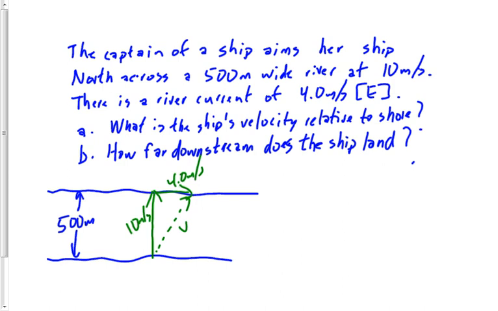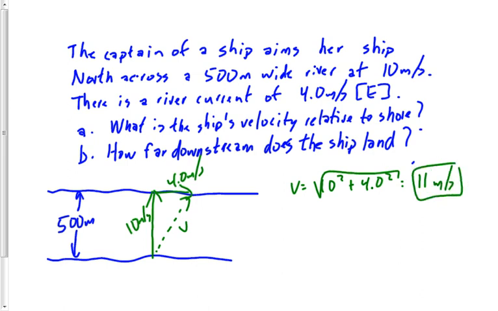Hypotenuse. We can find this, right? V is equal to the square root of 10 squared plus 4 squared. Let's square root that. What do we end up getting for V there? 10.77 meters per second, or technically we round that to two digits, so it would be 11 meters per second.